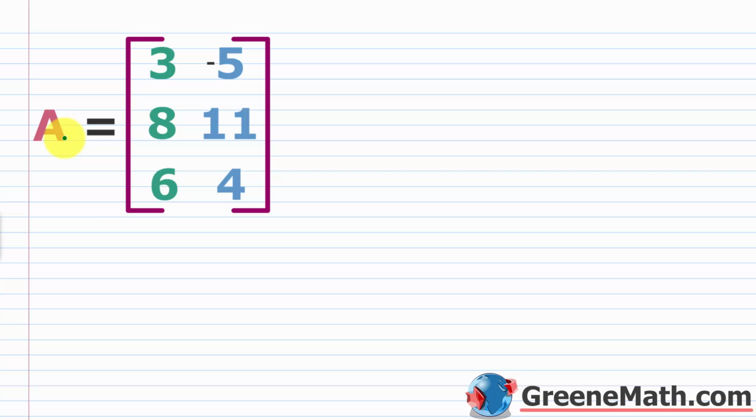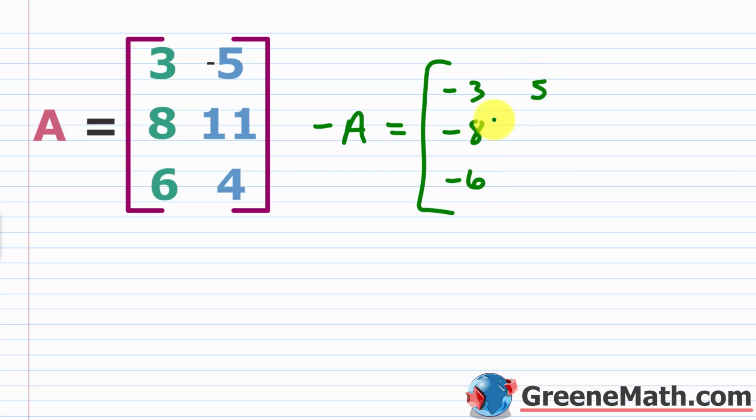So in other words, if I have this matrix A and I have these entries here, 3, negative 5, 8, 11, and then 6 and 4, what is the negative of A? We talked about this earlier. I'm just going to multiply each entry here by negative 1. So this would be negative 3. This would be negative 8. This would be negative 6. This would be positive 5. This would be negative 11. This would be negative 4.